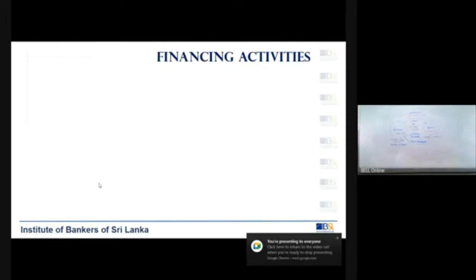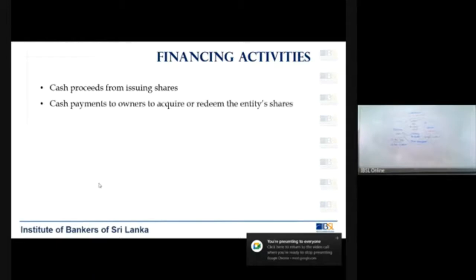Then we have financing activities. What did I tell you? That is something related to your equity capital or borrowings. So you can receive cash from issuing shares. You can make cash payments to owners. What is that? Sometimes you can buy back shares. So this is a share buyback.